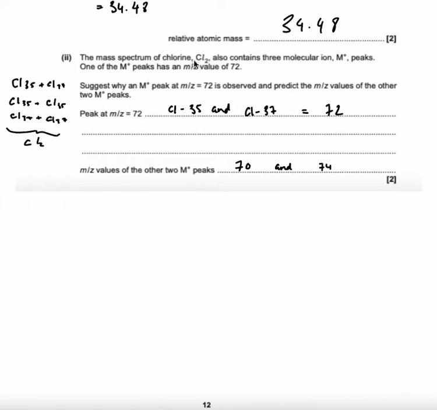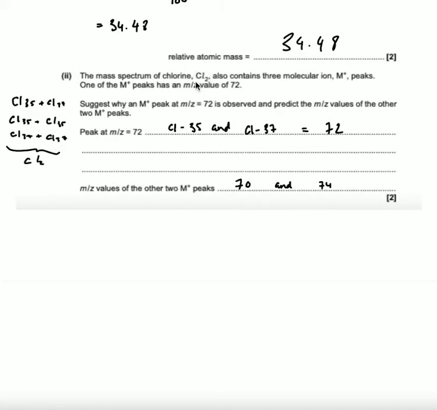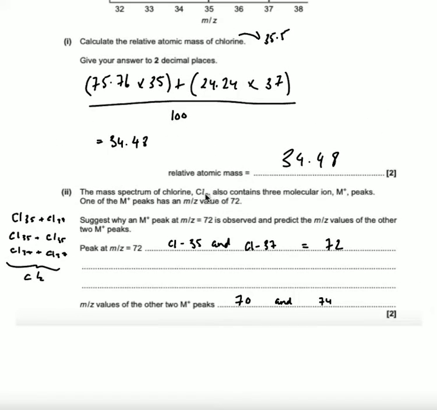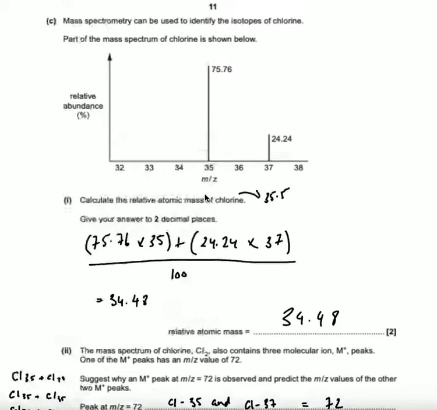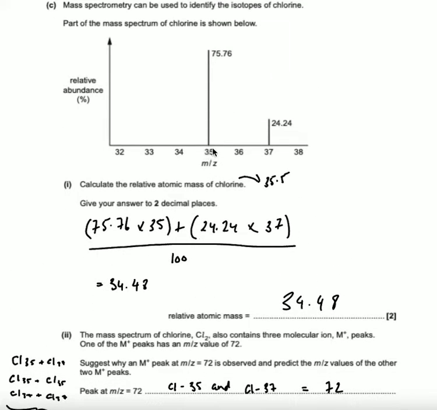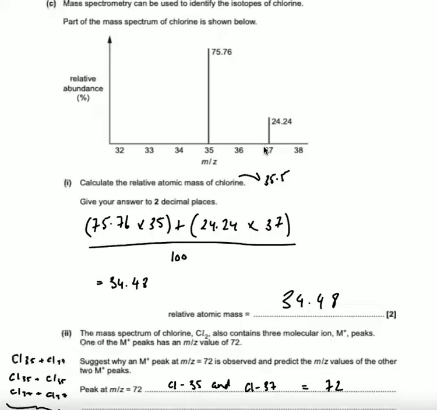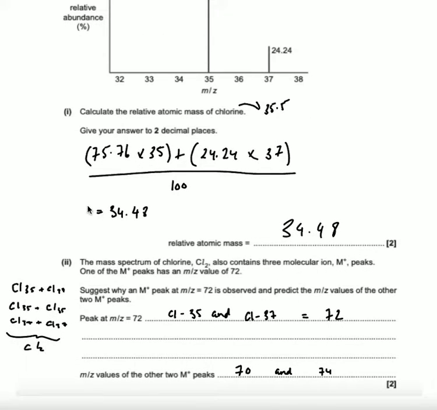The mass spectrum of chlorine, Cl2, also contains 3 molecular ions, so M+ peaks. One of the M+ peaks has an m/z value of 72. Suggest why an M+ peak at m/z 72 is observed and predict the m/z values of the other 2 M+ peaks. Okay, so chlorine is diatomic as they've given you here. So that's Cl2. And so that means we have 2 chlorines combining together, but chlorine exists as chlorine 35 and chlorine 37, and so that means they can have 3 possible combinations.